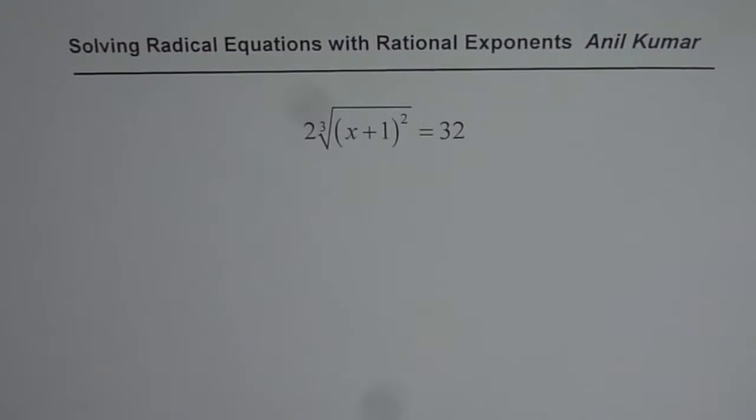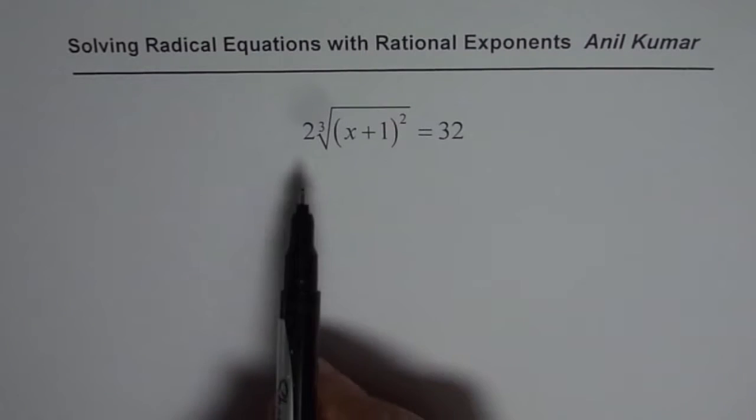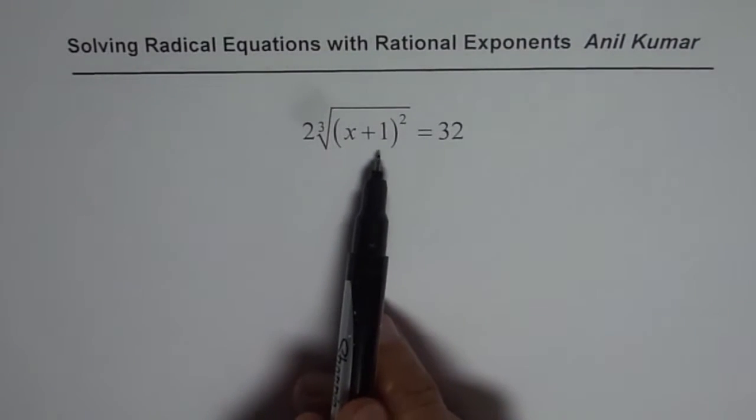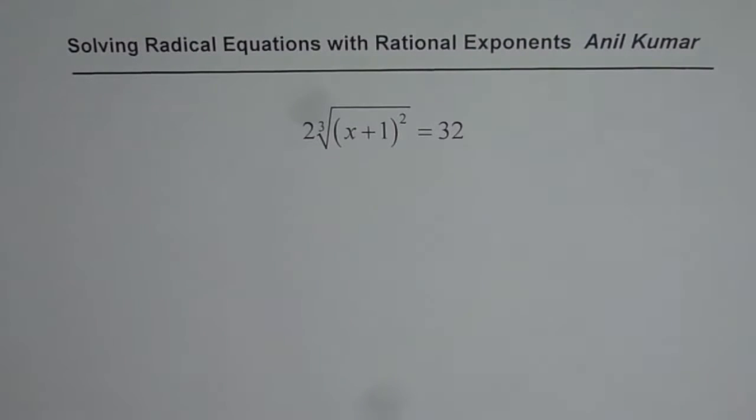I'm Anil Kumar, and here is a question for you on solving radical equations with rational exponents. 2 times cube root of (x plus 1) whole squared equals 32. You can pause the video, answer the question, and then look into my suggestions.